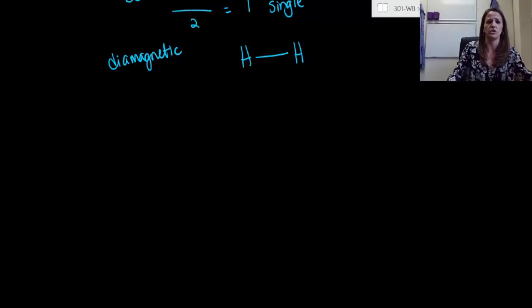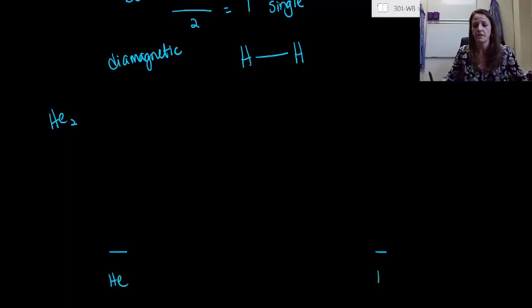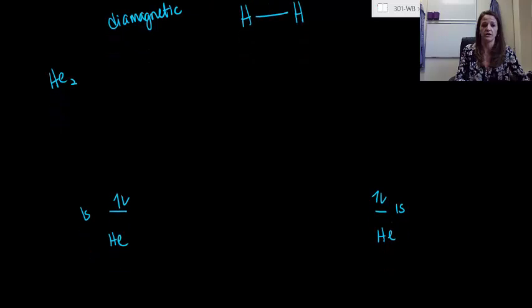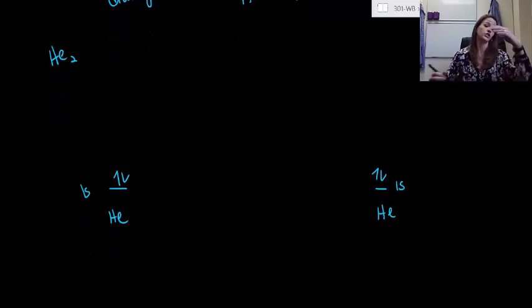How about He2, so helium-2. So first thing we do is draw our atomic orbitals. Here's one helium, here's another helium. Now they each have a 1s orbital, and they each have 2 electrons in it. So we draw our atomic orbitals, then we add our electrons. So now what we have to do is adjust for our charges.